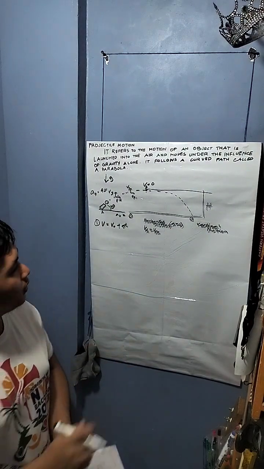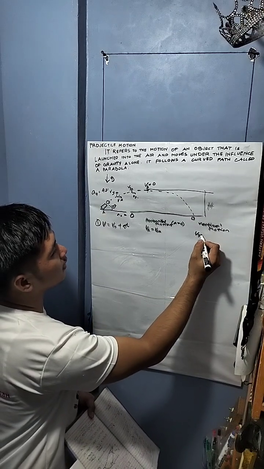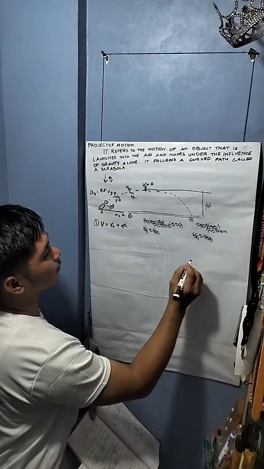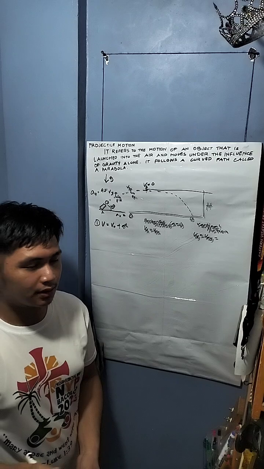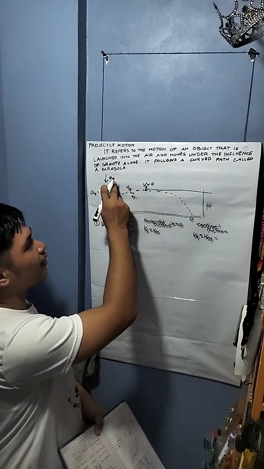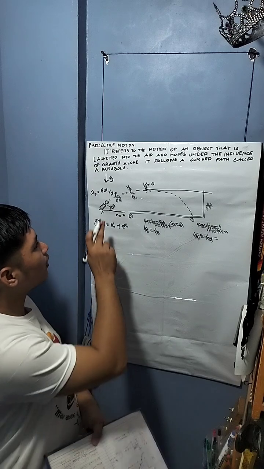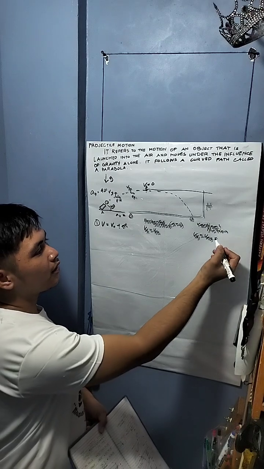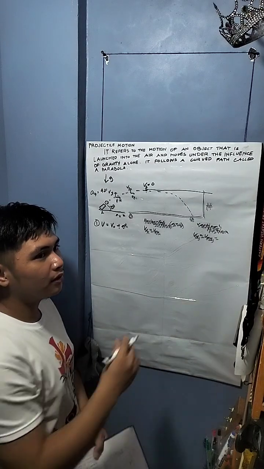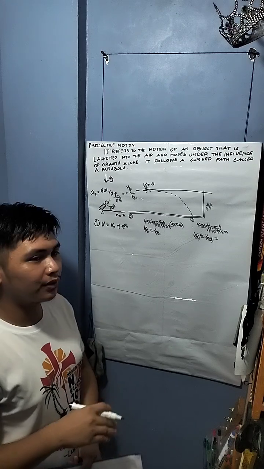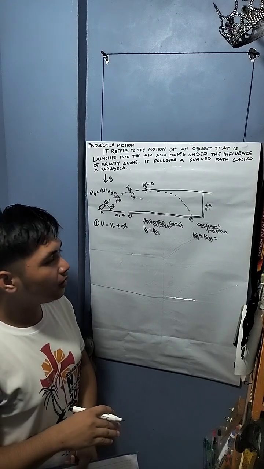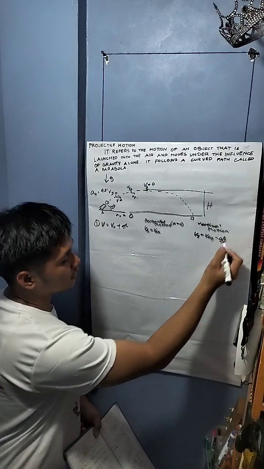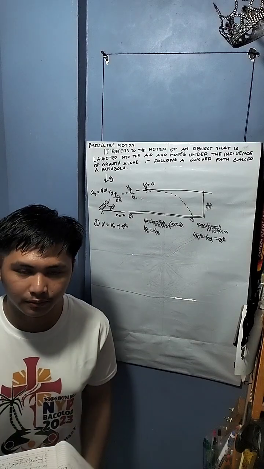At vertical motion, we have Vy equals V naught y minus g times time. It is a negative sign because the gravity is acting downward and our object is moving opposite to the gravity. That is why this sign shows that the movement of our object is against gravity.